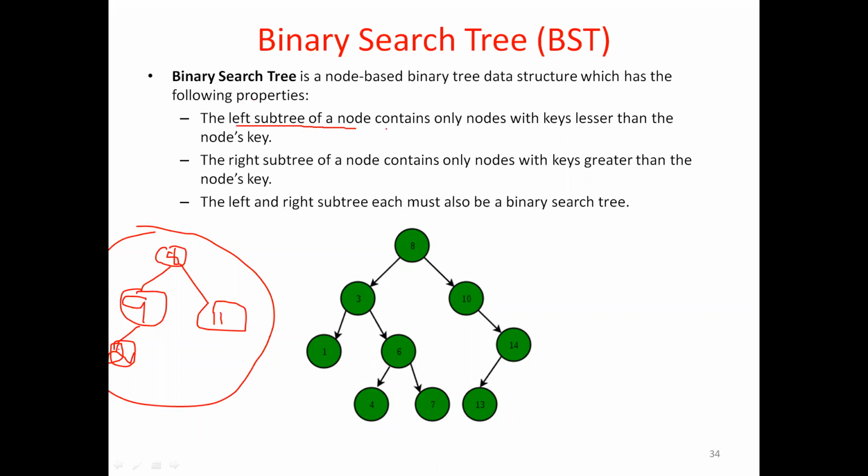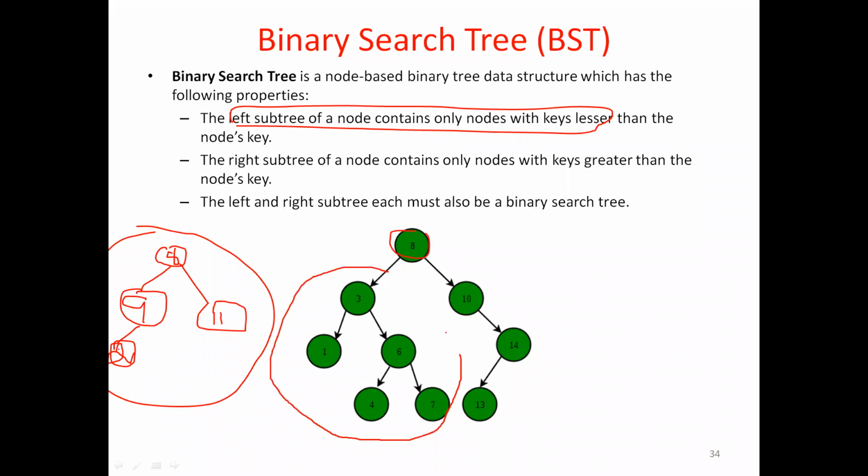Left subtree of a node contains only nodes with key lesser. Always you can find that. See, when you take node 8, you can easily find that in the left subtree of node 8, all the nodes will be lesser than the root node. Here the root node is nothing but 8. The parent of 3 is 8. So left will always be lesser.